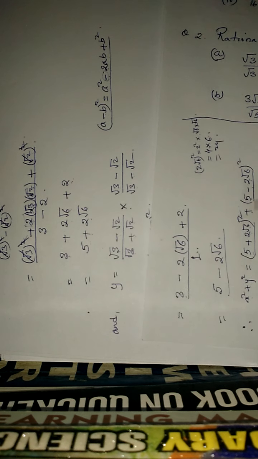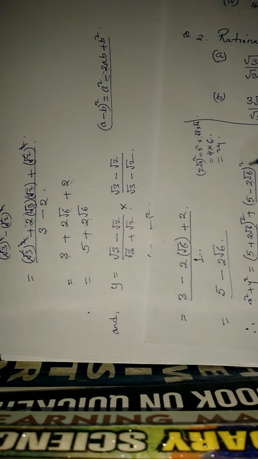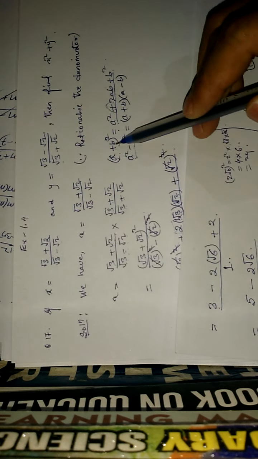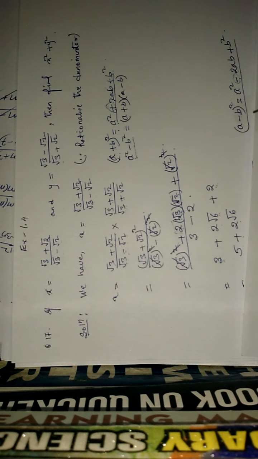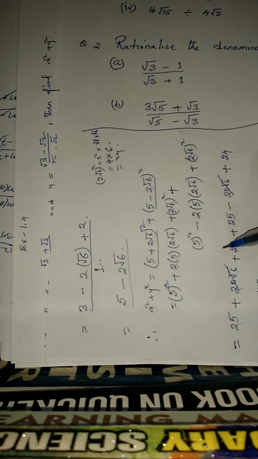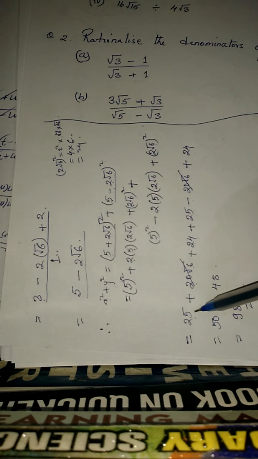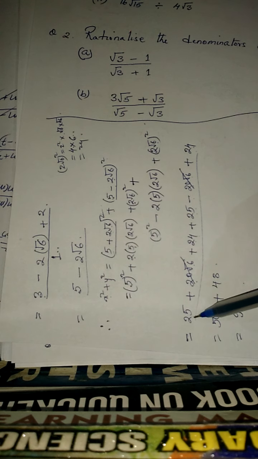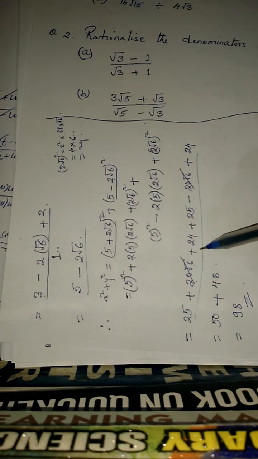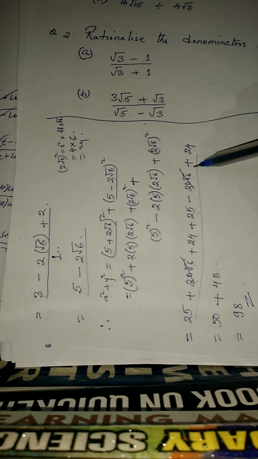Then at last we got this: 25 plus 20 root 6 plus 24 plus 25 minus 20 root 6 plus 24. So eliminate this and this. Why? Because they are exactly similar but opposite in sign. Okay, so we eliminate these two, and then the rest, since all are positive, we add together, and the sum is 98. So this will be our answer.